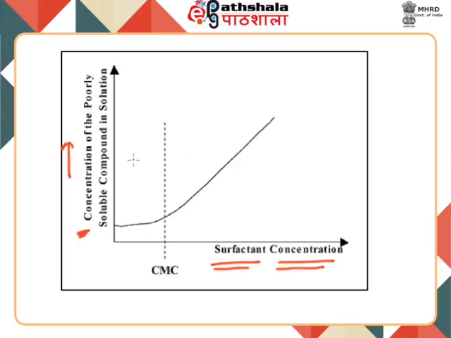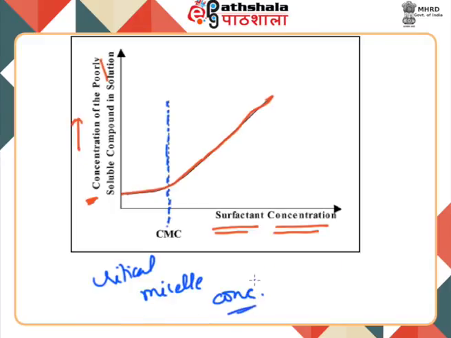So you can see from this graph that the graph is moving this way. That is, as the concentration of the poorly soluble compound in solution increases, the surfactant concentration increases, but that happens only after a point when it reaches the CMC value. And CMC, you know, is the critical micellar concentration. So what we can say is that below the CMC, there is no solubilization which happens.